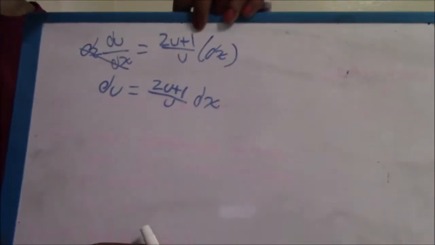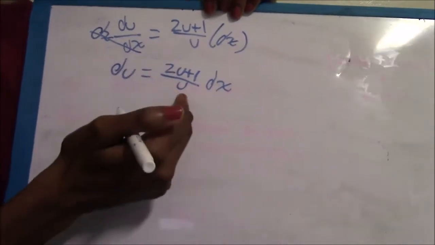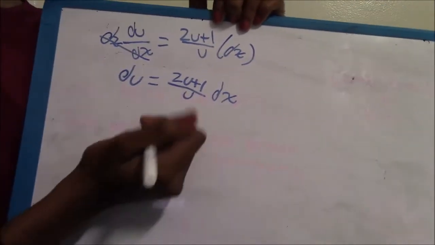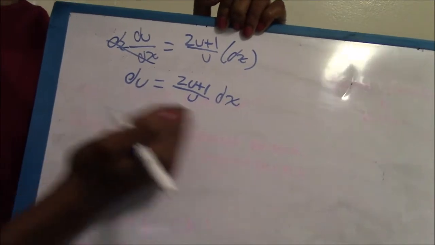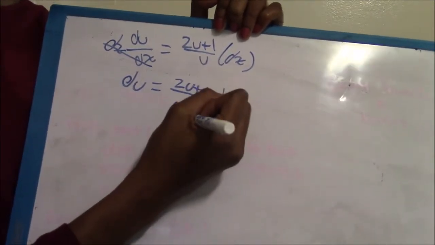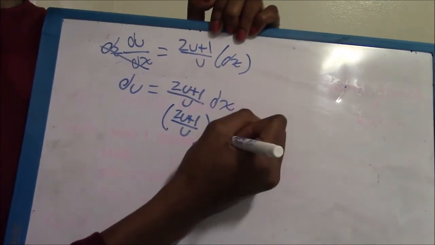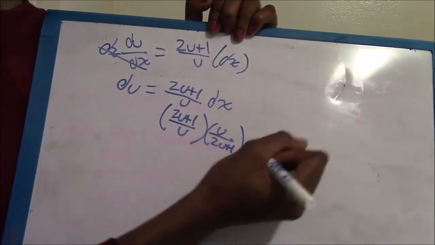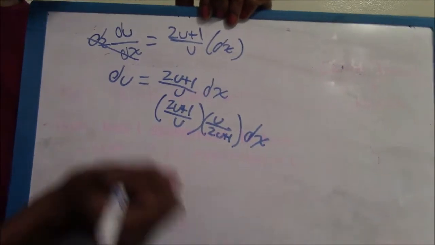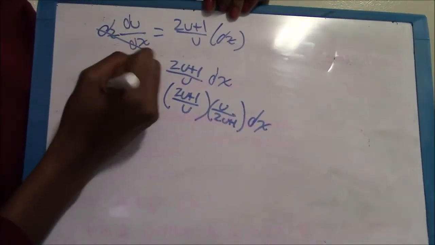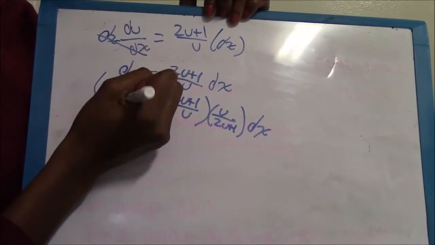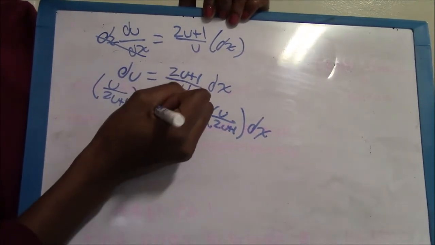So we're going to multiply this by its reciprocal. Whatever we do to one side, we have to do to the other. So we're going to end up with 2u plus 1 over u times u over 2u plus 1, because that's its reciprocal, dx. Whatever you do to one side, you have to do to the other. So it's going to be u over 2u plus 1 du.